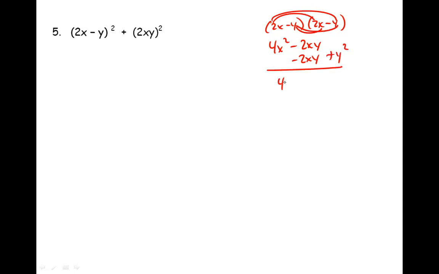Number 5, we need to FOIL the first term, so I'm going to go ahead and do that over here. I get 4x squared minus 2xy minus 2xy plus y squared. Then I'd want to go ahead and combine like terms.